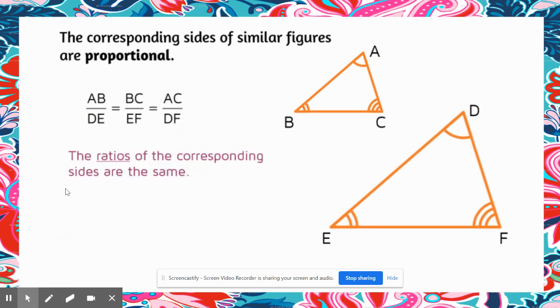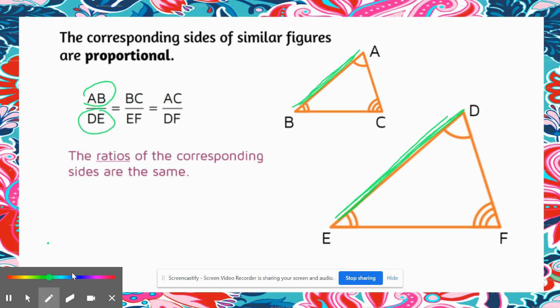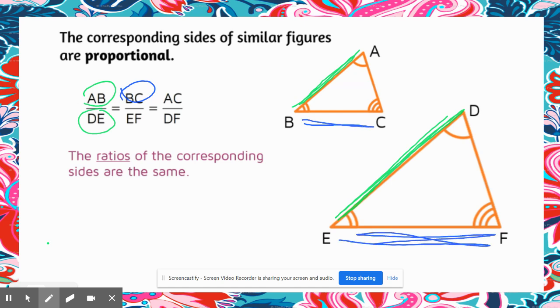It says the corresponding sides of similar figures are proportional. So what that means is if we have, for example, AB, which is the measure from angle 1 to angle 2, that is the same as angle 1 to angle 2 on the larger triangle, which is DE. We also have an example of BC, which is going from angle 2 to 3, is the same as going from 2 to 3 on EF. So that's set up proportionately.